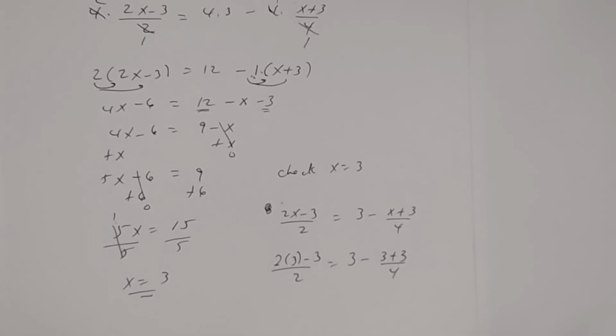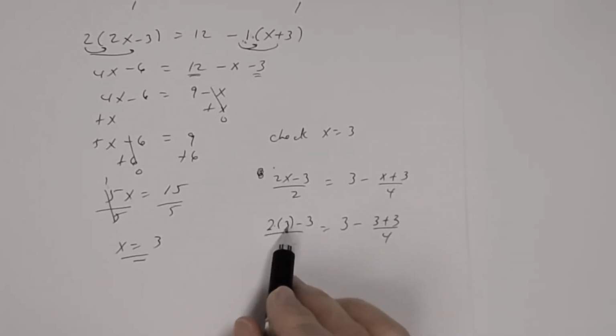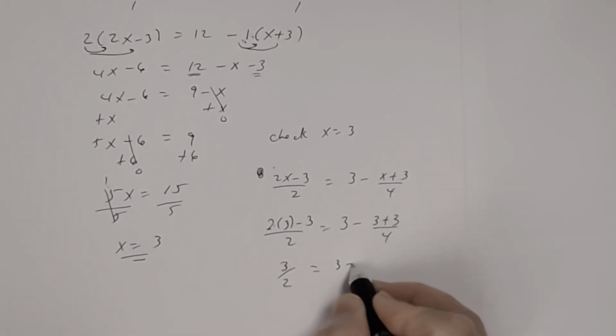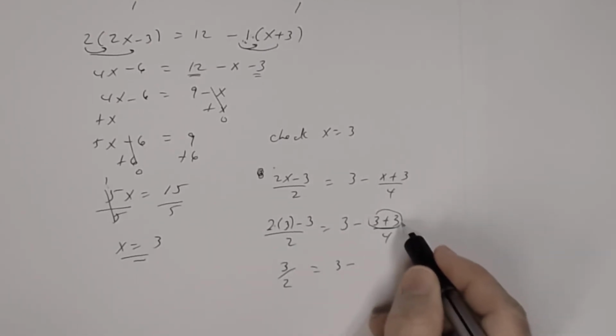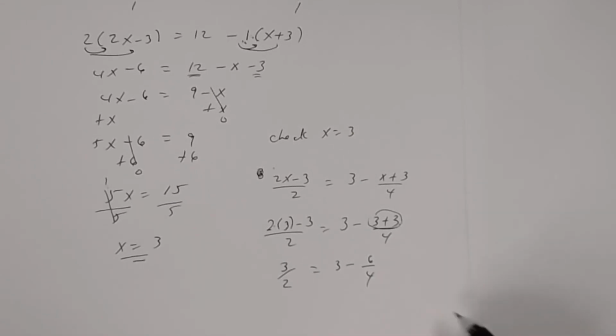Just like that, okay? So 2 times 3 is 6, right? And then 6 minus 3 is 3. So I get 3 halves equal 3 minus, all right, look at this. Only this now. See this right here? 3 plus 3 is 6. So I get 3 minus 6 fourths. Okay, now this is just one term here. So that's 3 halves, which you know is 1 and 1/2.